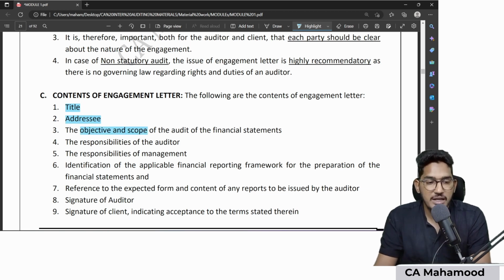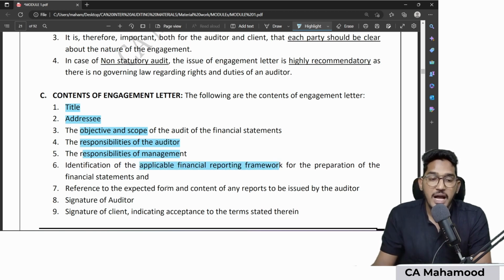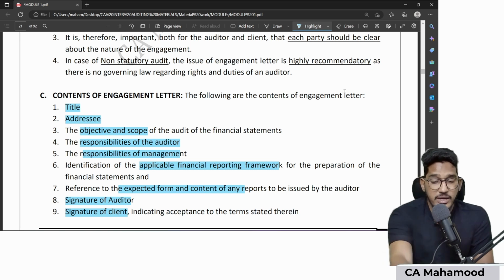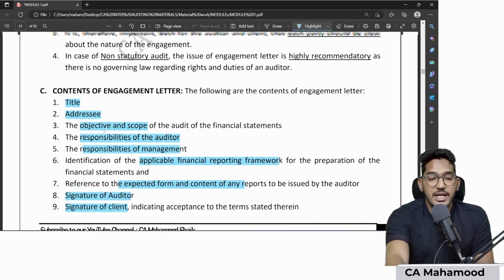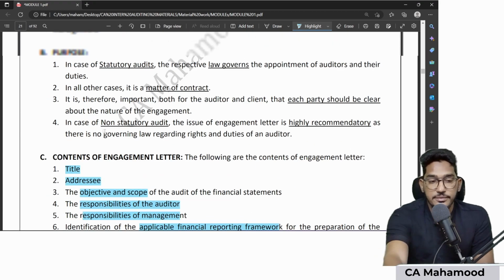Then you have to include a paragraph regarding objective and scope. A paragraph should explain the responsibilities of auditor, a paragraph relating to responsibilities of management, and you should identify the applicable financial reporting framework, and give reference to the expected form and content, that is, how you are going to prepare the audit report. Finally, auditor will sign it and it will be given to the client. Client also will sign it, and by signing the document, he is indicating that he has agreed to the terms and conditions mentioned in that engagement letter. Finally, the date and the place also will be included.